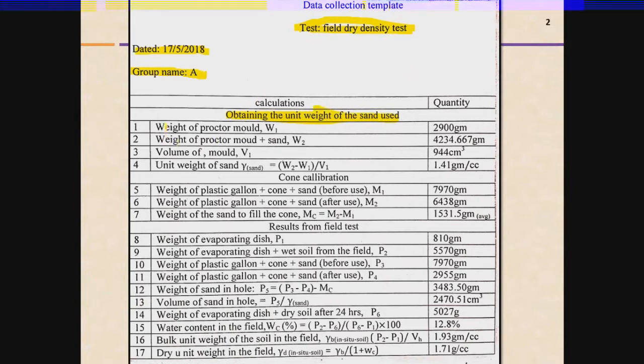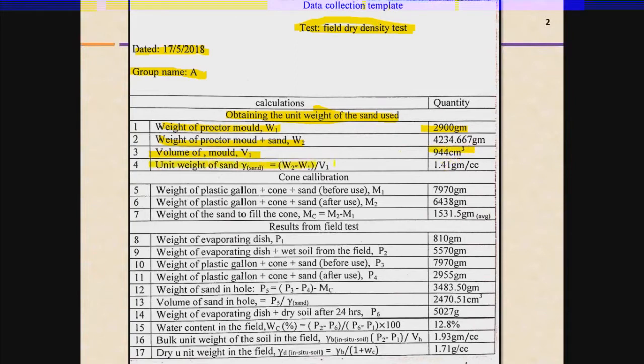First of all, I will find the sand unit weight that I have used in the test. For this purpose, as you know, I have used a Proctor mold, the weight of which, the weight of the empty mold, W1, was 2900 gram, and the weight of Proctor mold plus sand, W2, was 4234.667 gram. Then the volume of mold V1 was known to me, and that was 944 cubic centimeter.